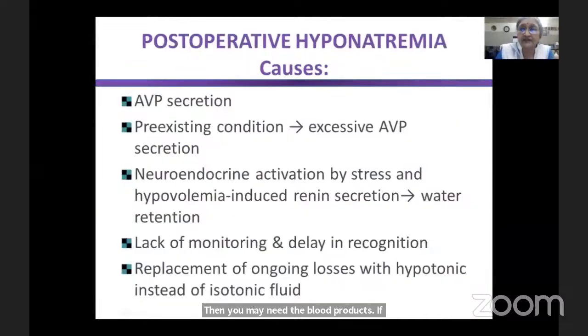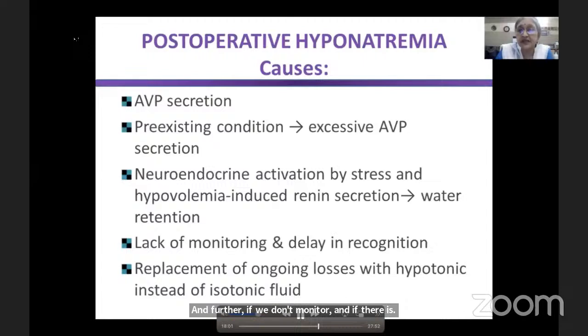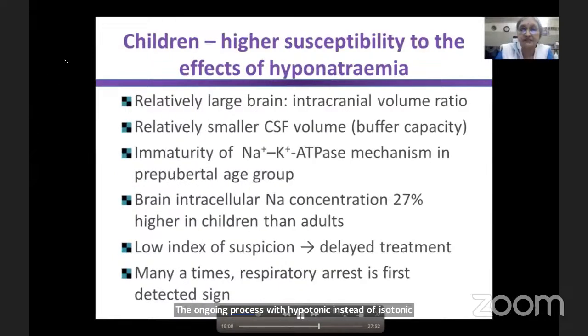Now, whenever we are giving fluids, we have to remember that there should not be any postoperative hyponatremia, because there's a large amount of arginine vasopressin secretion, either because of pre-existing condition or because of neuroendocrine activation by stress. And further, if we don't monitor and if there is delay in recognition, and majority of the time because the ongoing losses are replaced with hypotonic instead of isotonic fluid, the person develops hyponatremia.